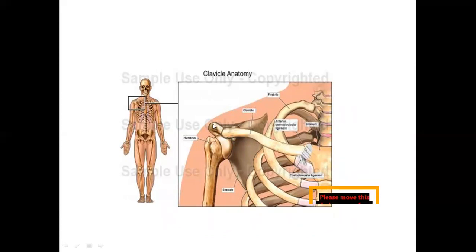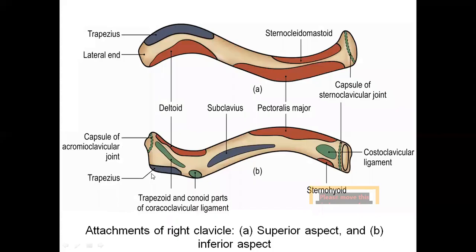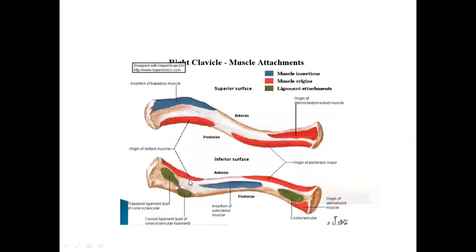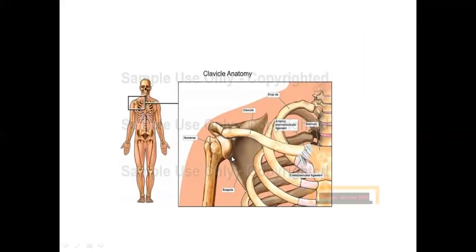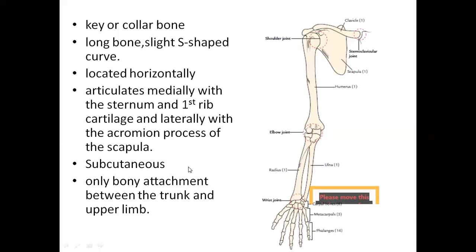This is the acromion process of the scapula bone, and this point is the acromioclavicular joint, where you have the conoid and the trapezoid parts of the coracoclavicular ligament. That is the connection between the coracoid process and the clavicle. We'll come to this absent clavicle later.